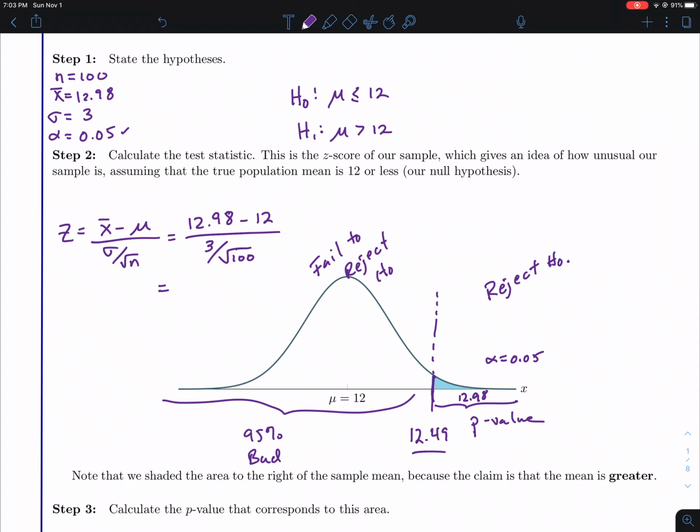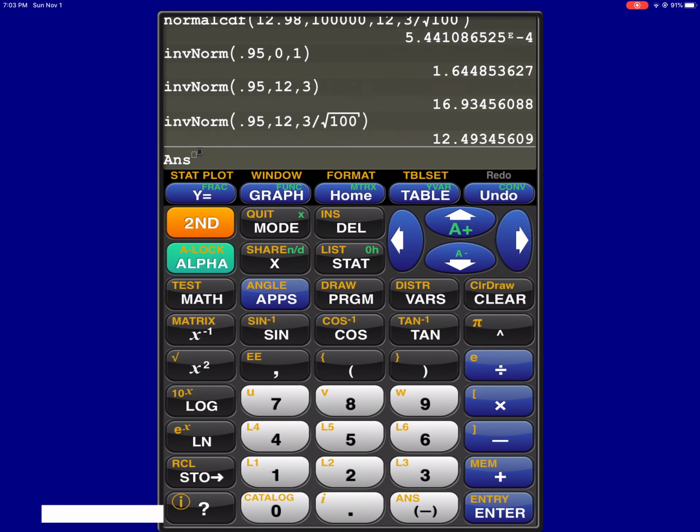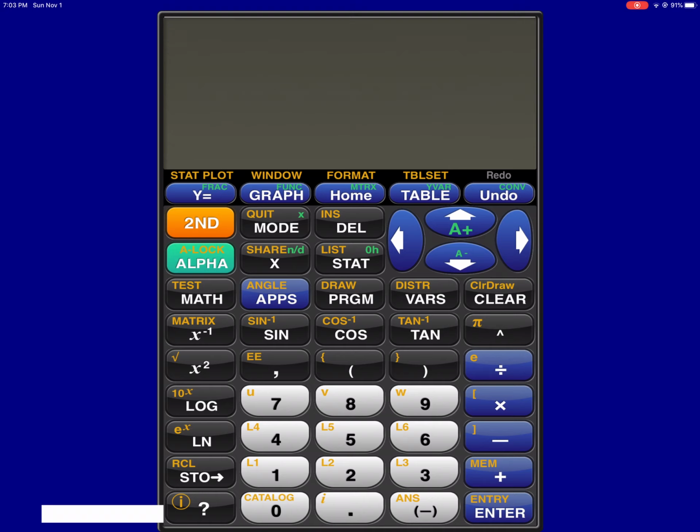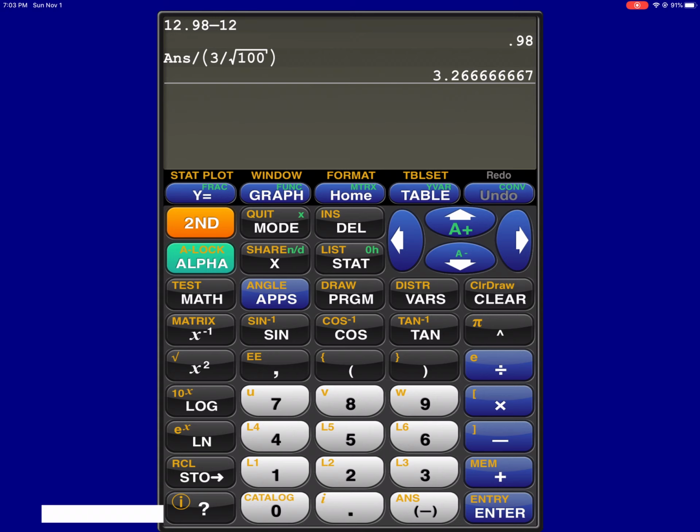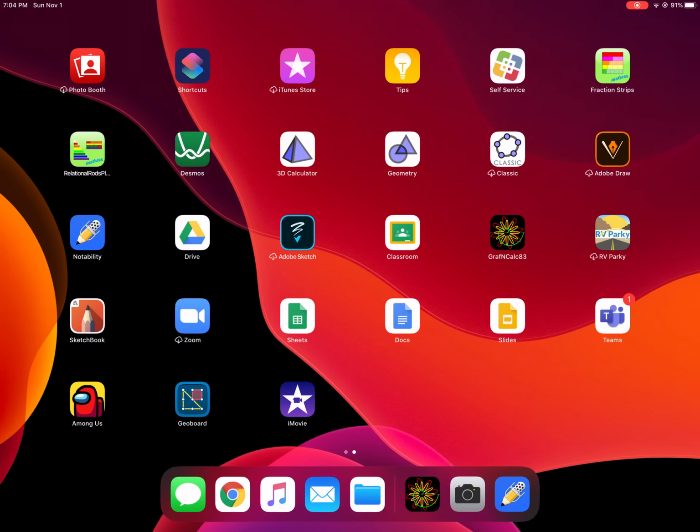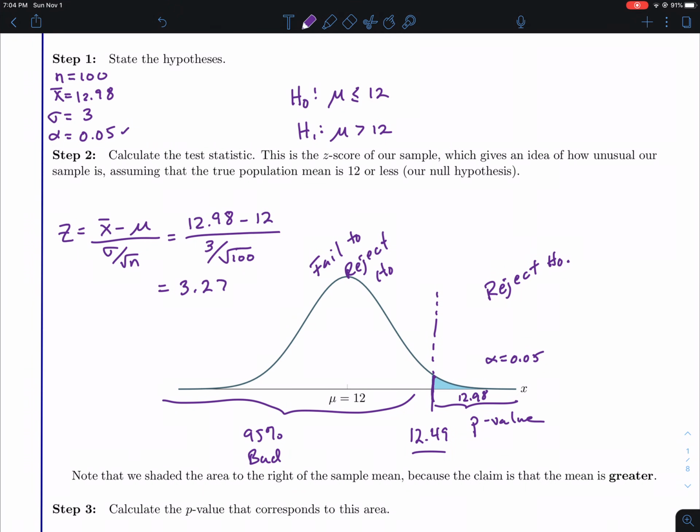And if I type this in the calculator, 12.98 minus 12 is that, and then divided by 3 divided by square root of 100 gives us a z-score of 3.27 in this case. So our z-score is 3.27. And if you remember, I did accidentally pull up the z-score on this one, and we saw that the z-score was like 1.64 or something like that. So in this case, we can see that 3.27 is pretty unusual. We would have called that unusual before because it's way outside of our realm that we're used to.